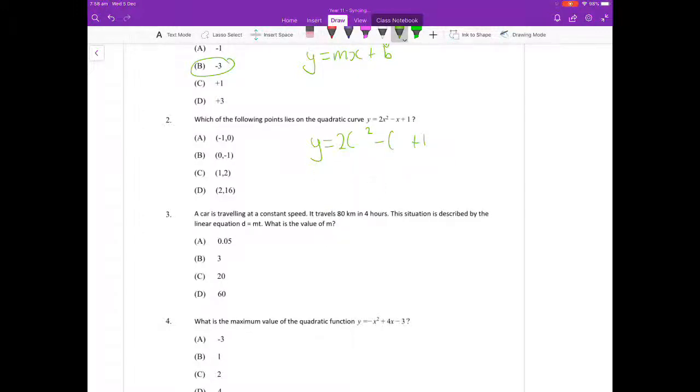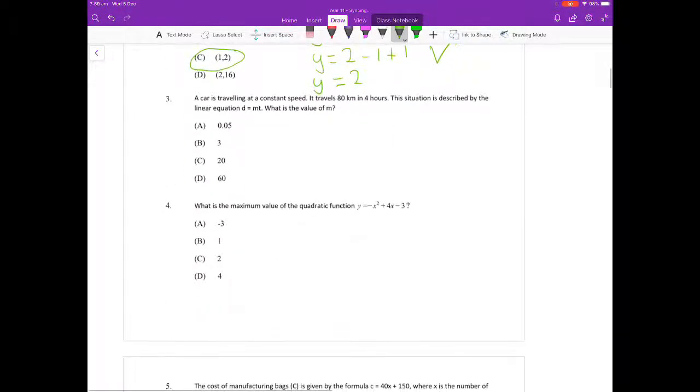We have a 1. 1 squared is 1. 1 times 2 is 2. And -1 is, well, -1 plus 1. 2 minus 1 plus 1 is 2. And what do you know? That is the right answer. That gives us C.